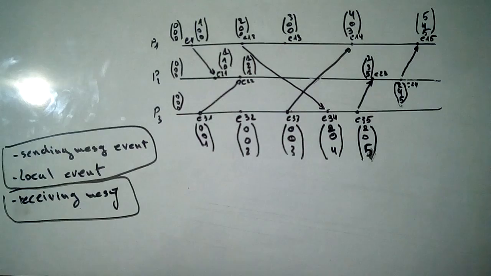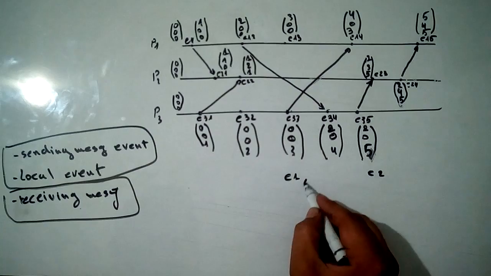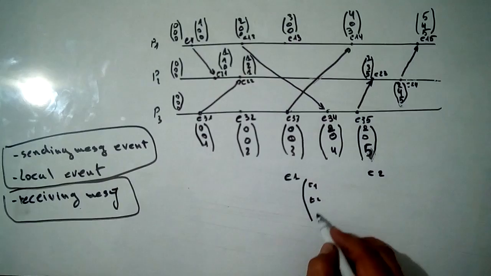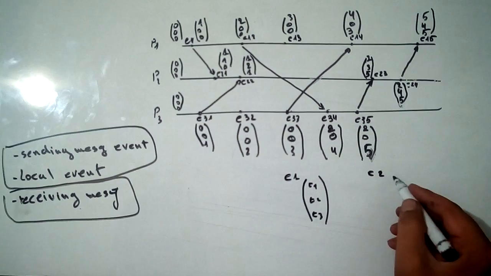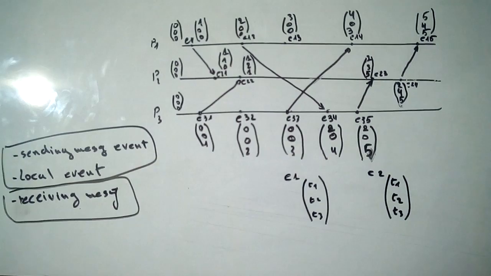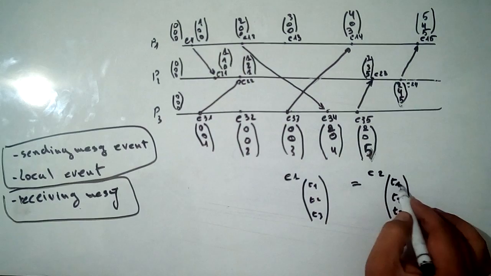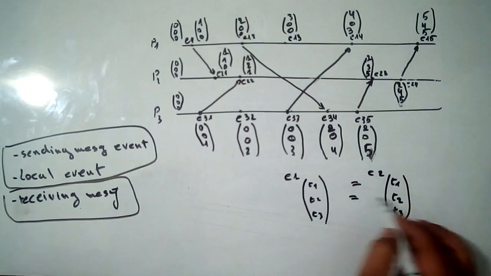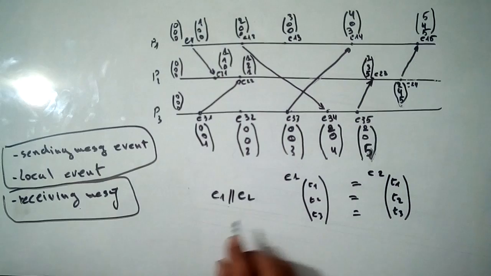So what about the precedency, okay? So if we have two events, E1 and E2, so E1 has this vector, for example, term 1, term 2, and term 3, okay? So as in this example, we have three processes, so the vectors must have only three terms, okay? And another event E2 has term 1, term 2, and term 3, okay? If all the terms are equal, so the first term in E1 equals the first term in E2, and this equals this and this equals this, so in this case we say that E1 is in parallel with E2, okay? So that's the first case, okay?